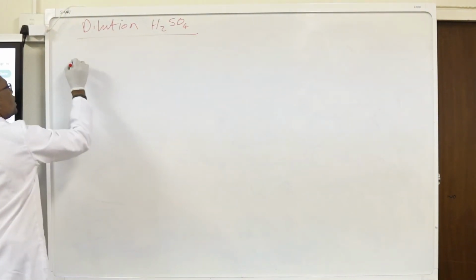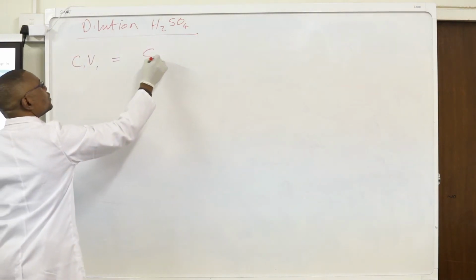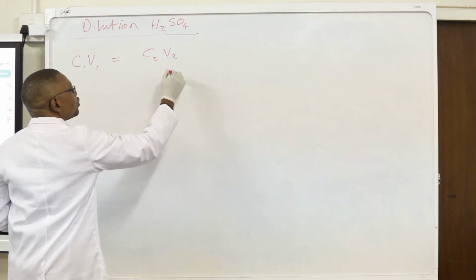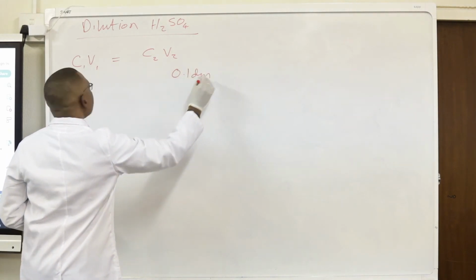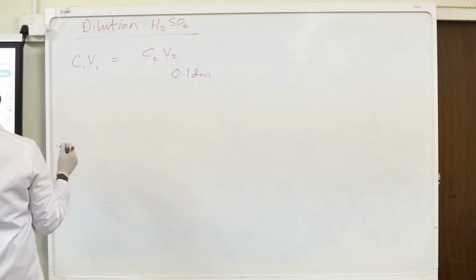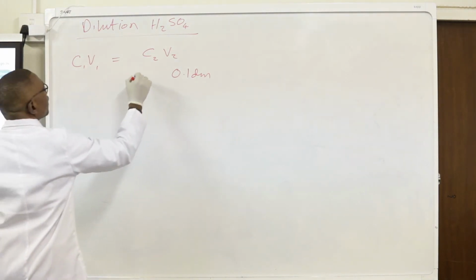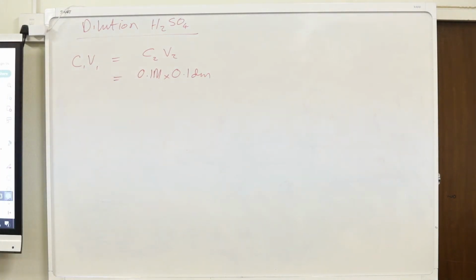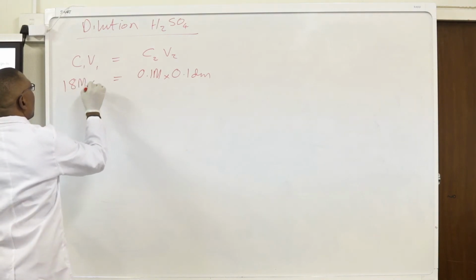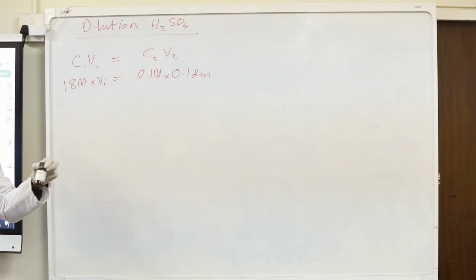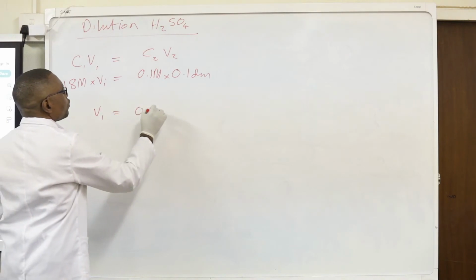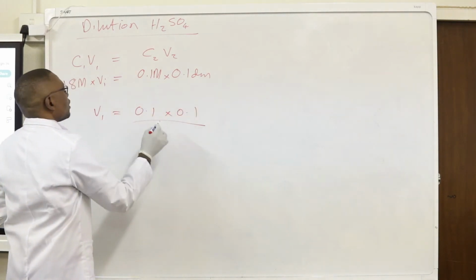like that. So we are saying C1 V1 is equal to C2 V2. I want to make a 100 ml solution, so my next volume is going to be 0.1 dm cubed. And then the concentration I want to make here is going to be 0.1 molar. The initial concentration of sulfuric acid here is 18 molar. So this is going to be 18 molar. I want to find out what is the volume I need to transfer to 100 mL of water. So I'm going to make V1 the subject of the formula, and say 0.1 times 0.1 over 18.